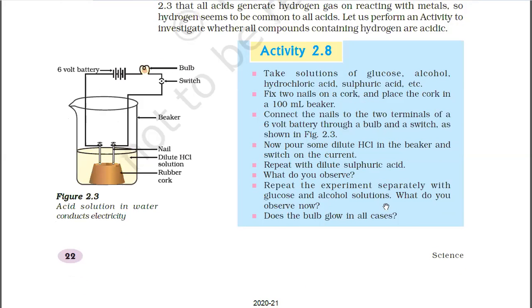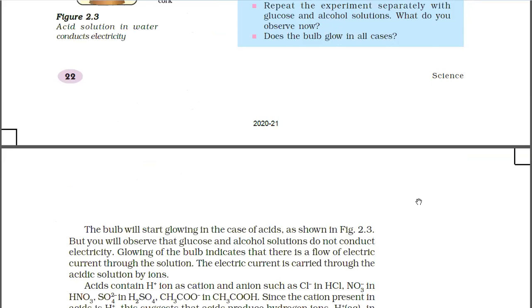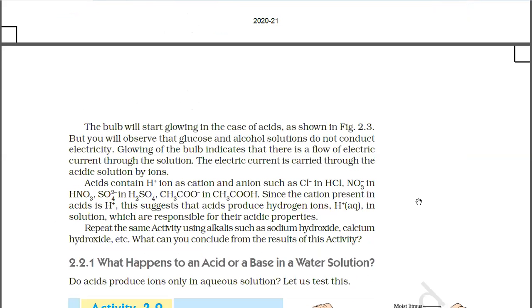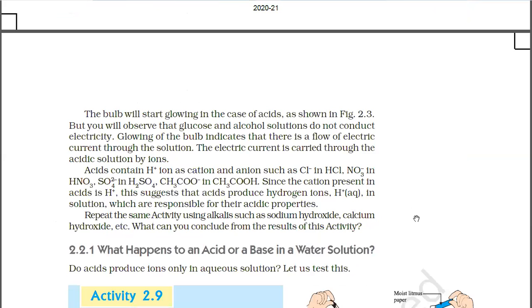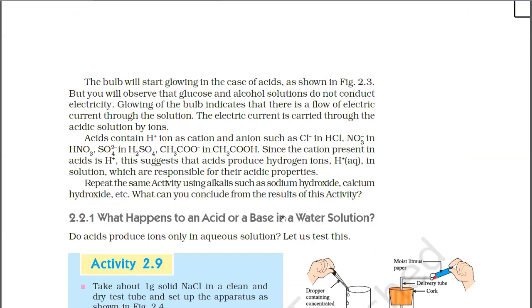Repeat with dilute sulfuric acid. What do you observe? Repeat the experiment separately with glucose and alcohol solutions. What do you observe now? Does the bulb glow in all cases? The bulb will start glowing in the case of acids as shown in figure 2.3. But you will observe that glucose and alcohol solutions do not conduct electricity.